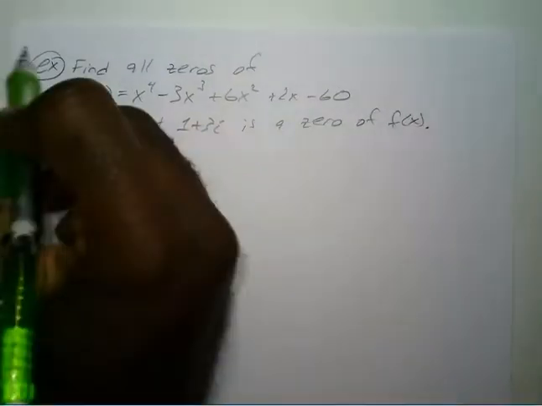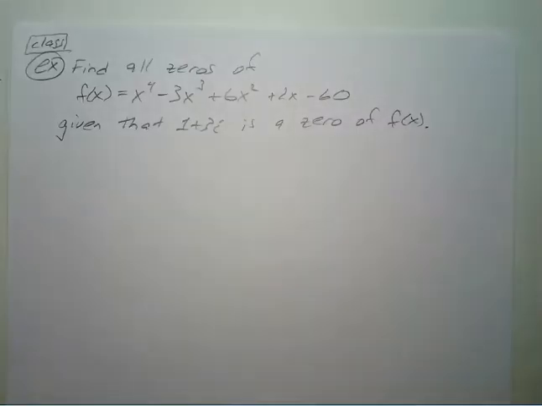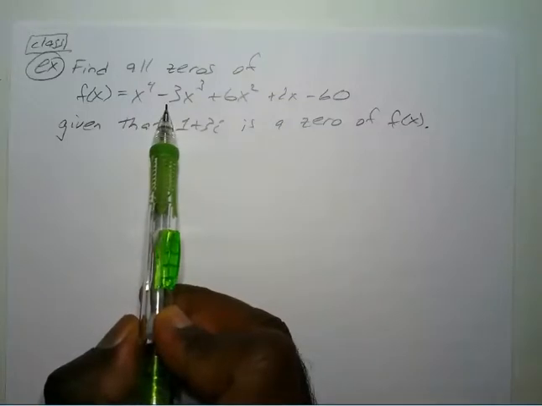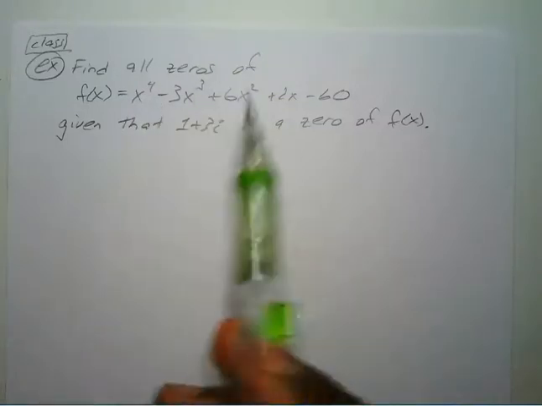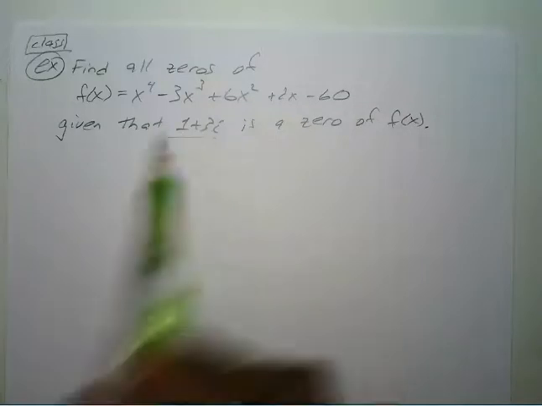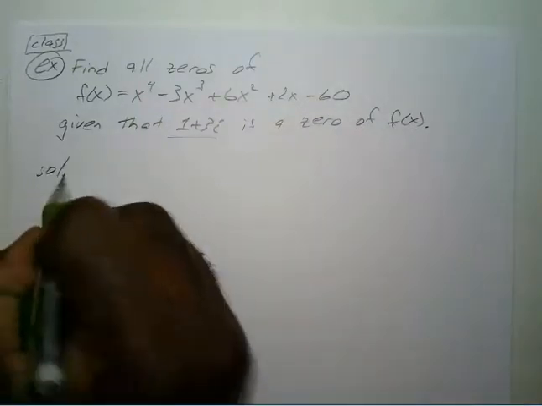All right, so what I want you to do is, one, notice that this is a fourth degree polynomial. And notice that this is a zero, so its complex conjugate is also a zero. All right, so what I want you to do is go ahead and press pause and try to solve this one on your own. All right, so I'm assuming you've pressed pause and worked this one out. So let's go ahead and verify your answer.